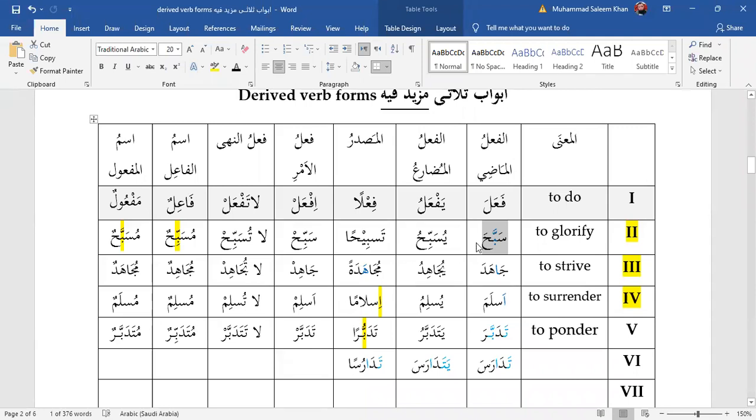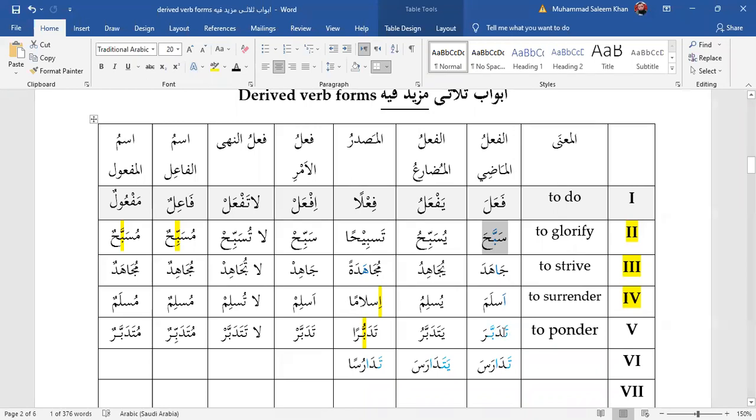So the second one has tashdeed extra, alif extra, hamza extra. Then we have ta tashdeed, and then we have ta alif. Number two, what is extra? The ayin with the mother. Yeah, tashdeed is extra. And in number five, tashdeed is there, and there is an addition of ta.